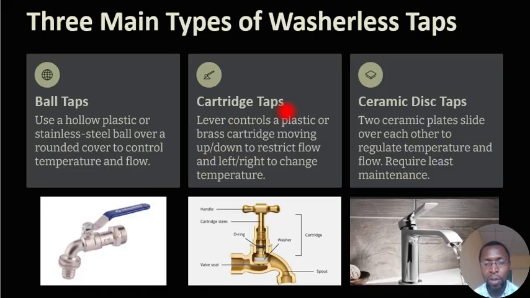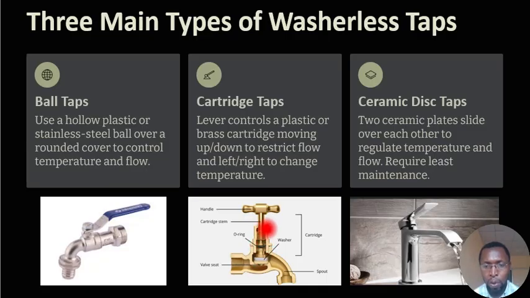Another one is called the cartridge taps. The cartridge taps add lever control. This lever controls the plastic cartridge, as you can see here. This is the lever up here, and the cartridge is the one that moves up and down.